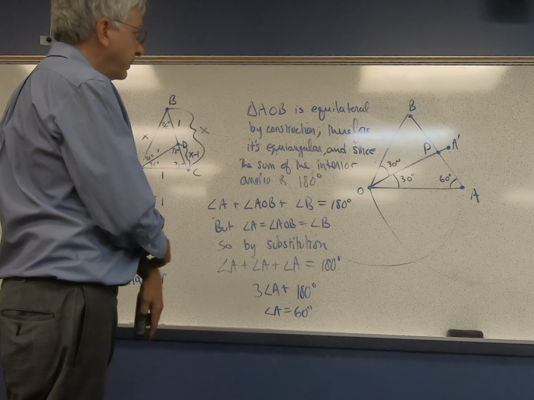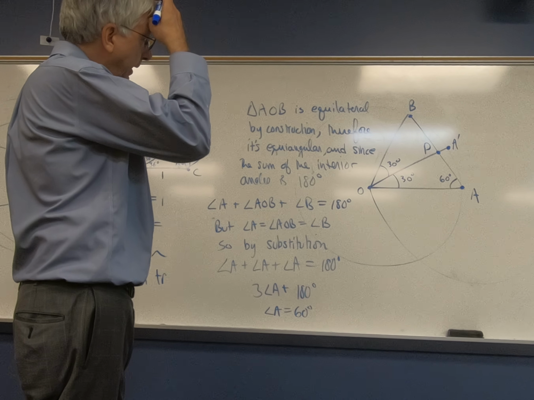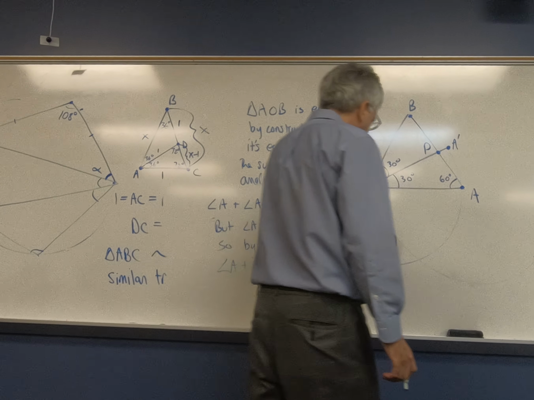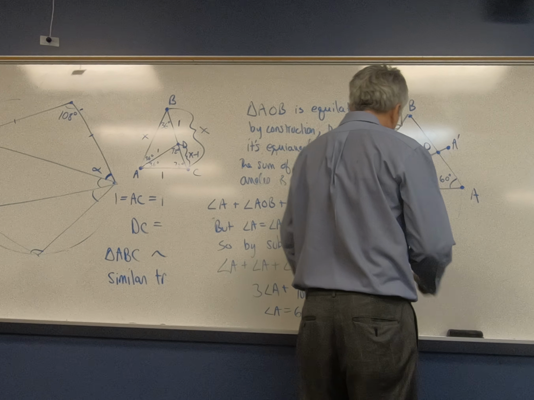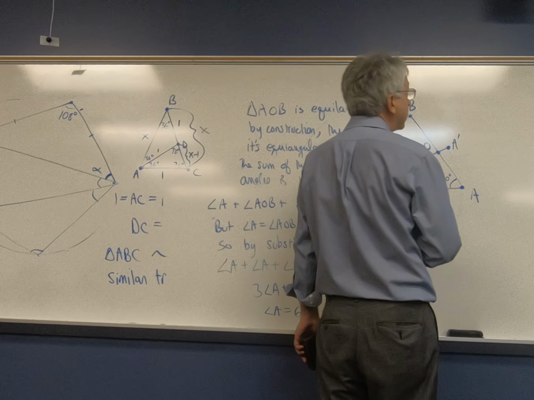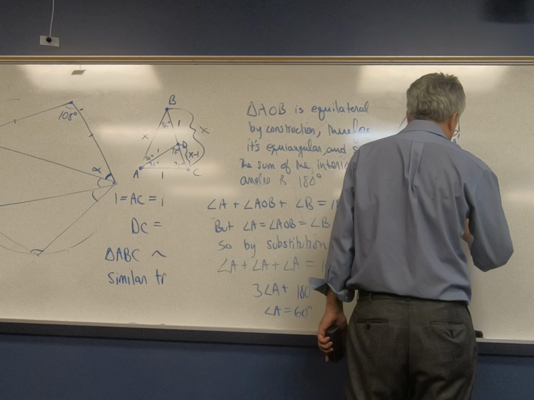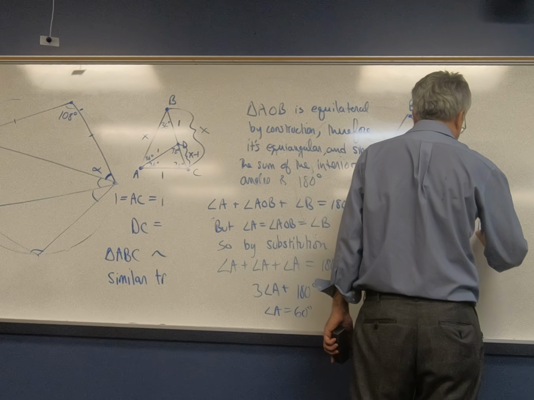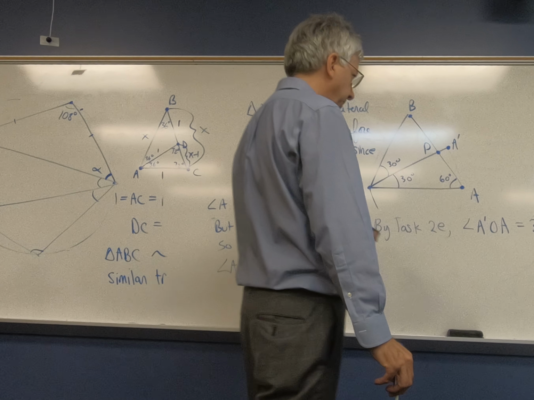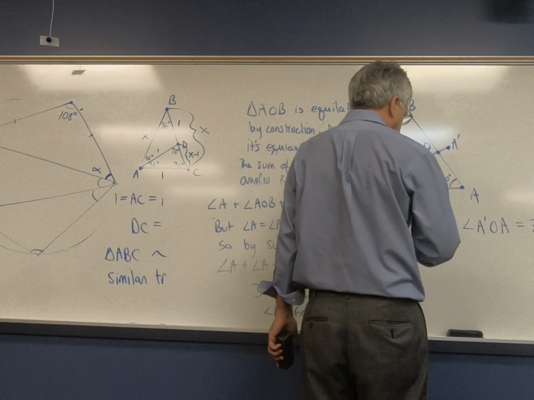So now, how do we know that angle A prime OA is 30 degrees? Well, that's by task 2E. Okay, so we can use that by task 2E, which we have yet to do, which we'll need some time for. Angle A prime OA equals 30 degrees. Again, I'm conflating the number with the object itself. But that's common, so I'll just do it.